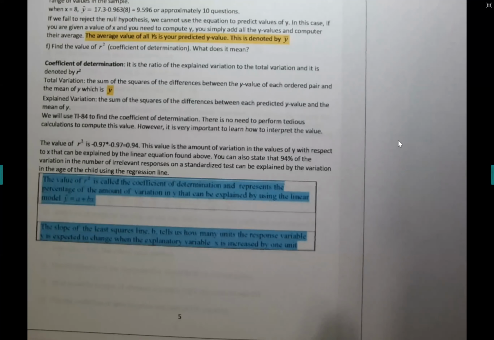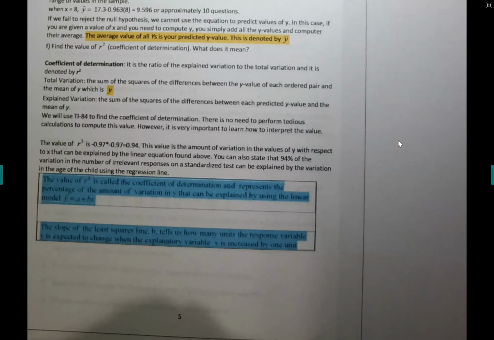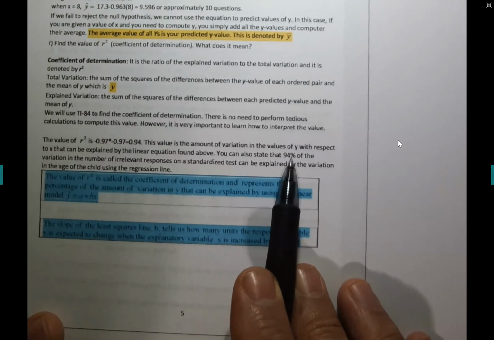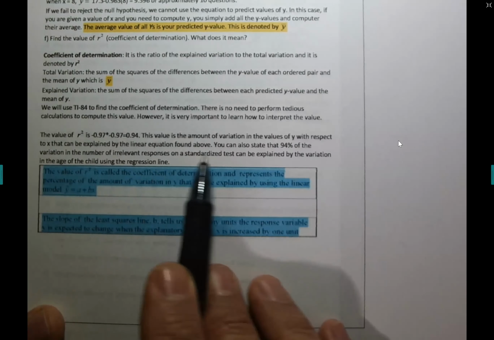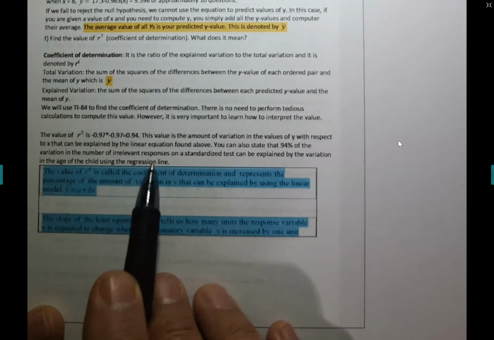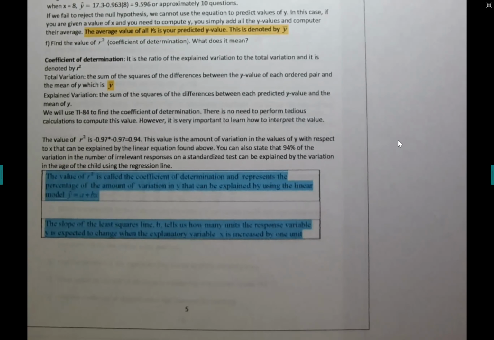X is the age of a child and Y is the number of irrelevant responses. So you can say 94% of the variation in the number of irrelevant responses can be explained by the age of the child. And you can say here, 94% of the variation in the number of irrelevant responses on the standardized test can be explained by the variation in the age of the child using the regression line. There is a 6% that is unexplained.